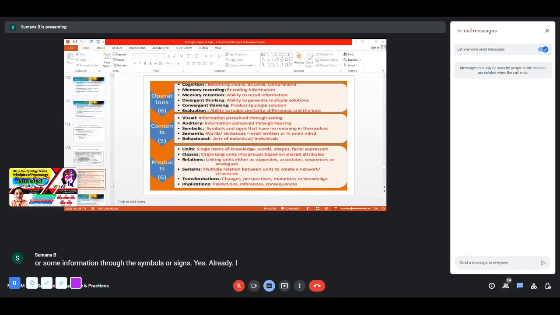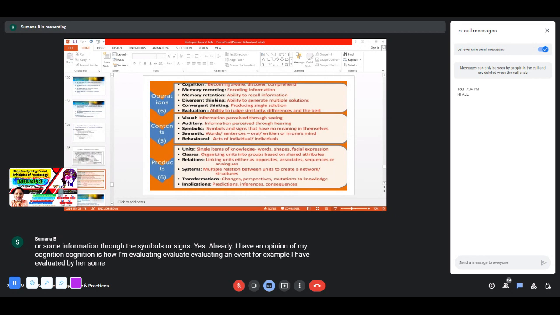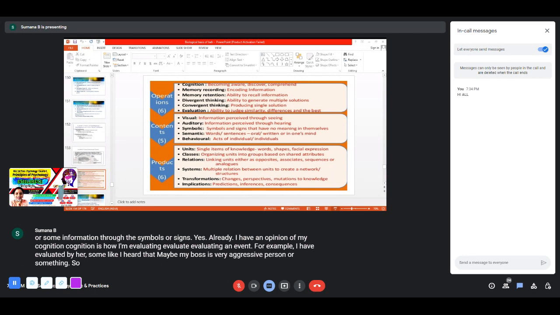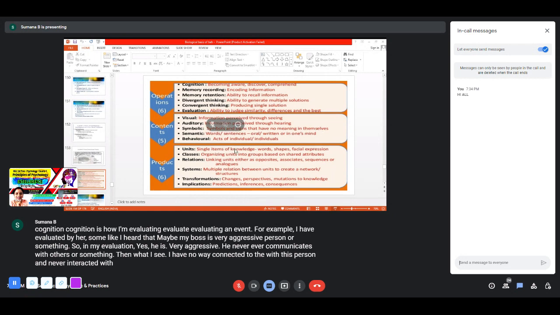Already I have an opinion; my cognition is how I'm evaluating an event. For example, I heard that maybe my boss is a very aggressive person. So in my evaluation, yes, he is very aggressive, he never communicates with others. I have no connection with this person and have never interacted with him, but I already developed an opinion about an individual.